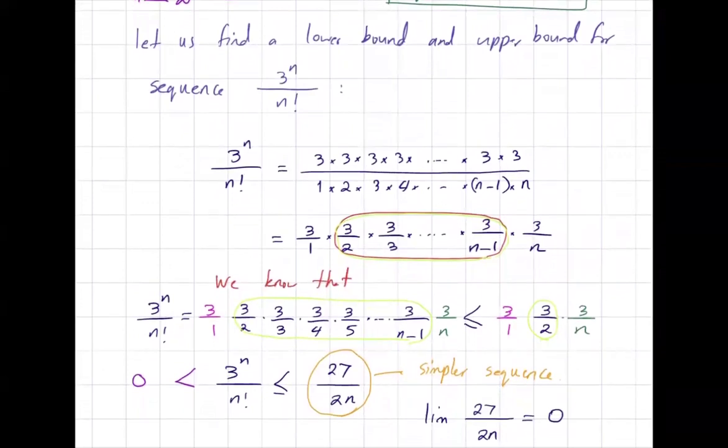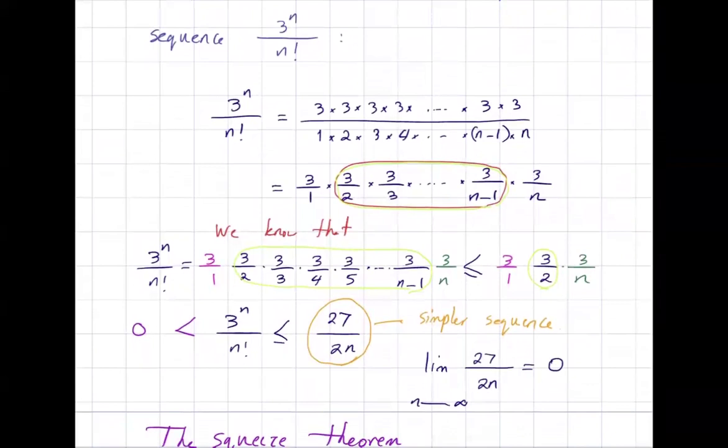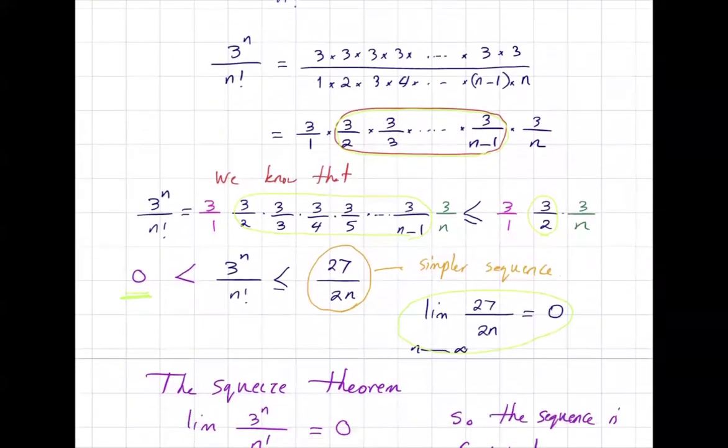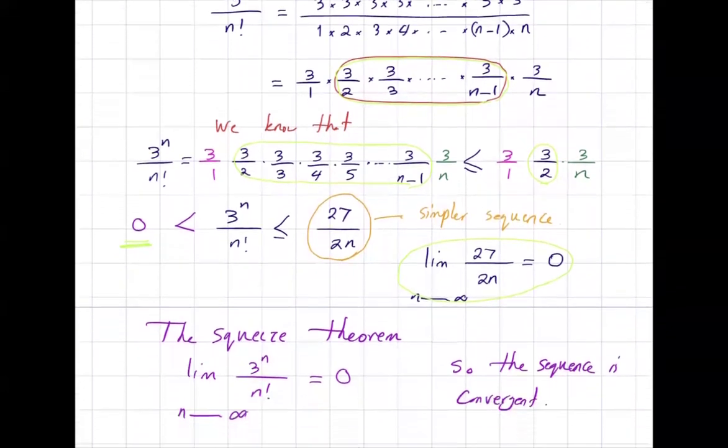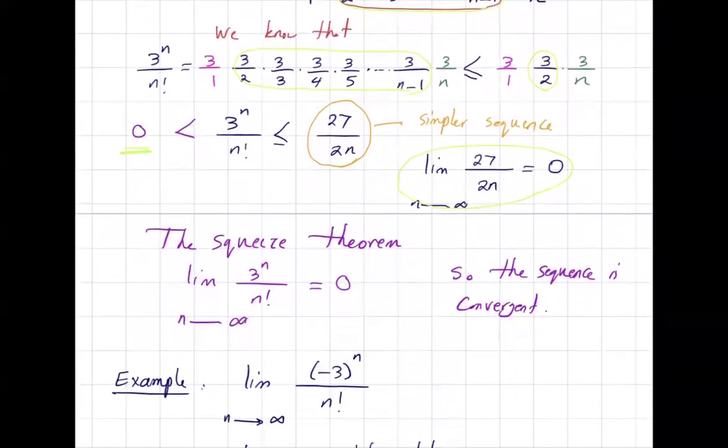But why did we do that? Because we wanted to find the upper bound for this multiplication. Why is the upper bound important? Because if we find the limit of the upper bound, and it is also equal to 0, you can apply the squeeze theorem and say that the limit on the left and the limit on the right are both equal to 0. Basically, the limit of the middle function or middle sequence is indeed equal to 0. So the sequence is convergent.